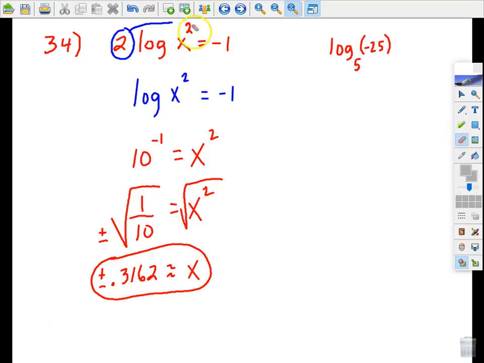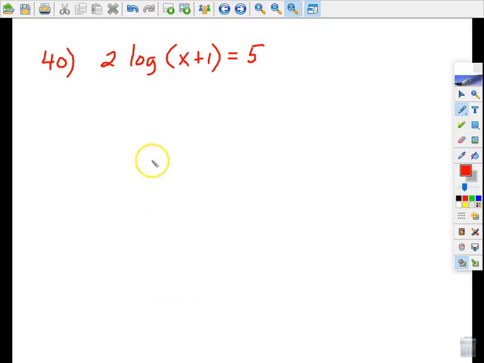You need to look at the original problem, and you need to decide, will I end up evaluating the log of a negative number in my original problem? And if the answer is yes, you throw out the negative and only keep the positive as your answer. Okay, hope that made sense.